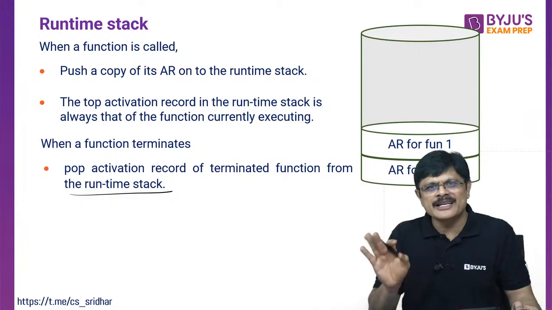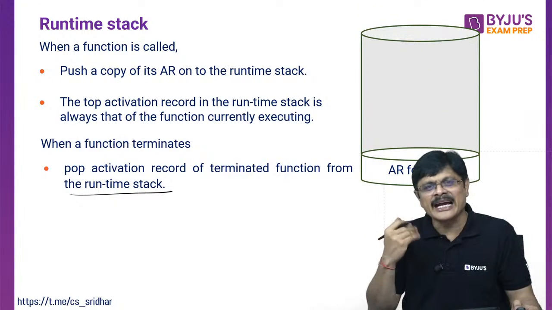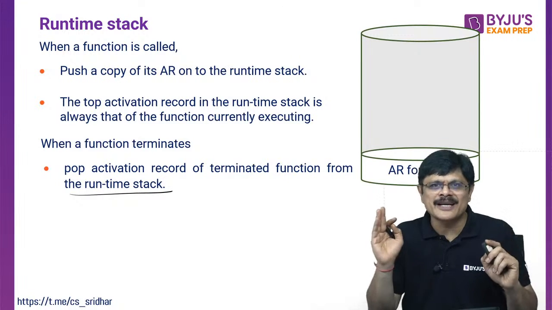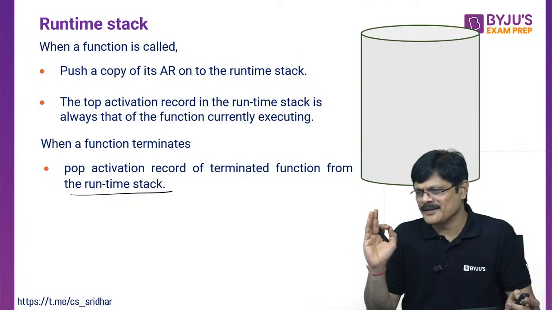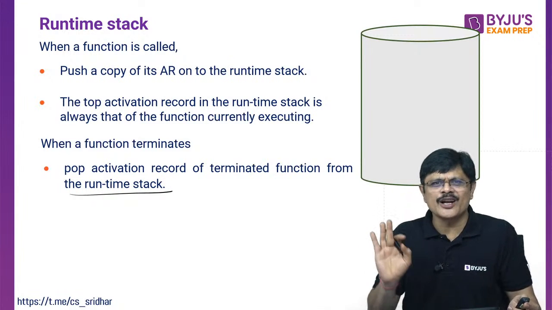So F2 work is done, the activation record is removed. Now F1 work is done, the activation record of that is removed. Now your program terminates, means your program is completed. The main activation record also will be popped out, my dear friends. Yeah, popped from the stack. Simple logic. Am I clear? So this is the logic, my dear friends.